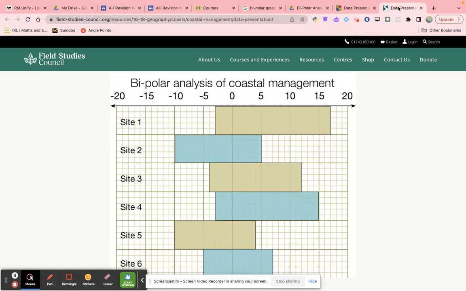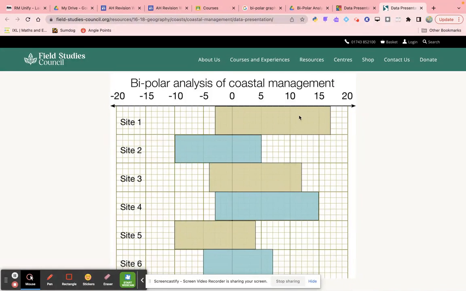Here we've got a slightly different presentation of it. So if you had a number of students or number of people scoring the quality of the coastal management at 6 locations, you could then put them all onto a graph. So this is the person who gave it the lowest, was a -3, but we had somebody up here giving it a 17 score.